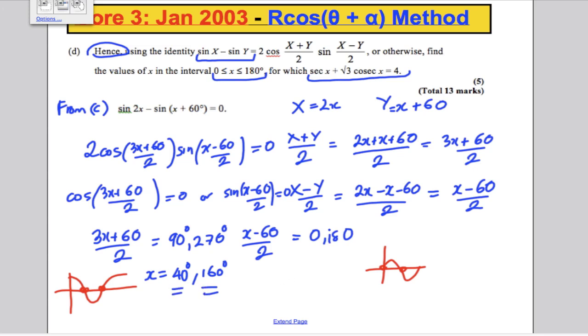And from this one over here, what is x equal to? Well, you double it and add 60. So x is equal to 60 degrees. And 180 times 2, add 60, it's outside the range, it's 420. Okay, so we've got three answers, 40, 160 and 60. And at last we're done, and quite a complicated question there. Okay, next question.